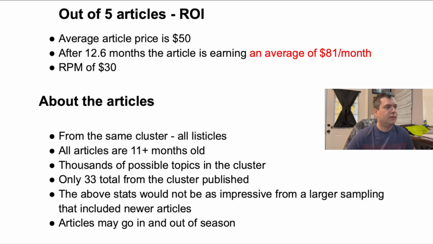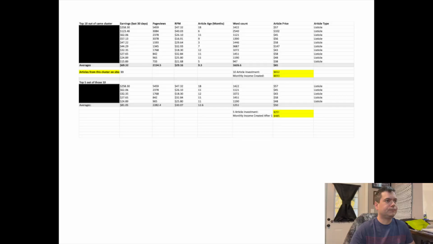So with all that being said, this is the average I came out with for 5 articles out of this cluster that were a year old or more. Now let's take a look at this next slide that I've created, which is the spreadsheet that shows these articles.